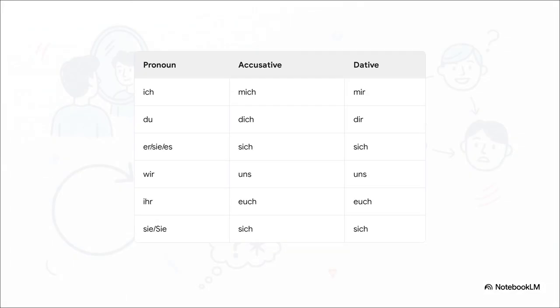Oh great, another grammar case. But wait, I have some really good news. This change from accusative to dative, it only happens for I and you. "Mich" becomes "mir," and "dich" becomes "dir." Everything else, "sich," "uns," "euch," they all stay exactly the same. So you only have to remember 2 little changes. Makes it so much easier.